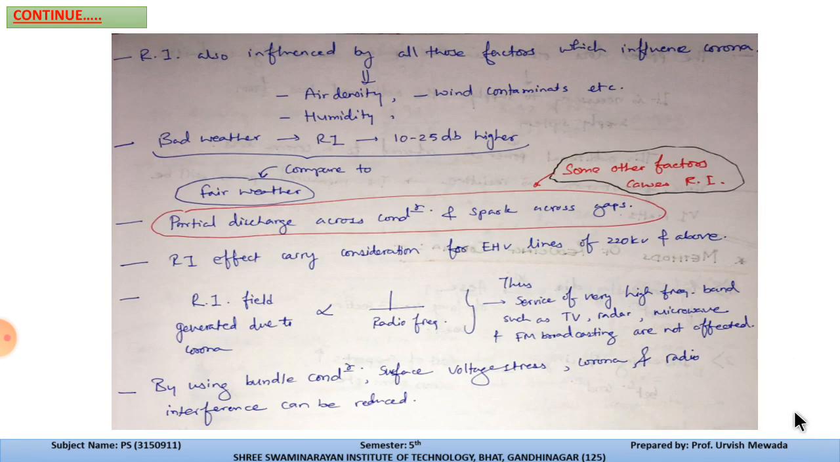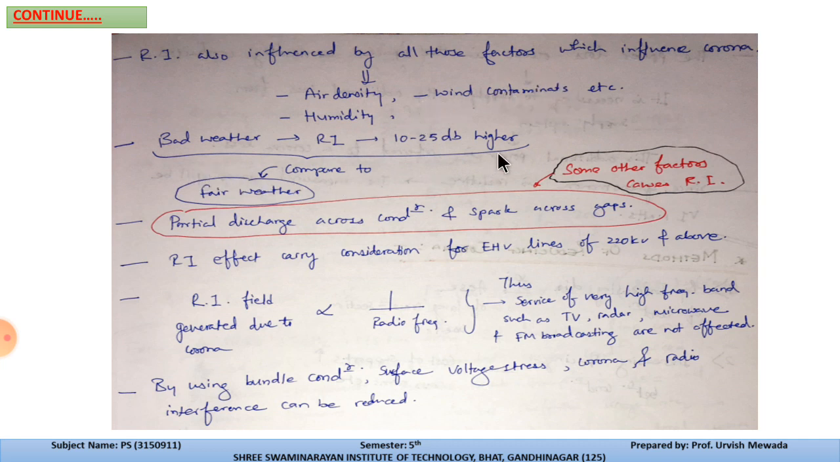Now radio interference is basically influenced by all those factors which influence corona, like the air density. If moisture is present, then the density of the air is more, and if there is no moisture in the air, then the air density is less. So it depends on the weather condition, then humidity, which is again associated with the weather condition, then wind, contaminants, etc. Generally we use such resources to find out the radio interference.